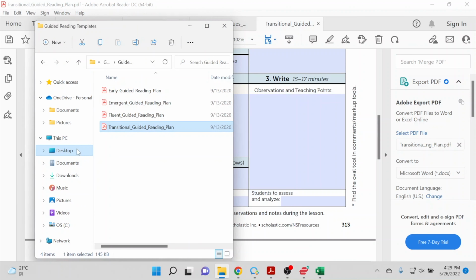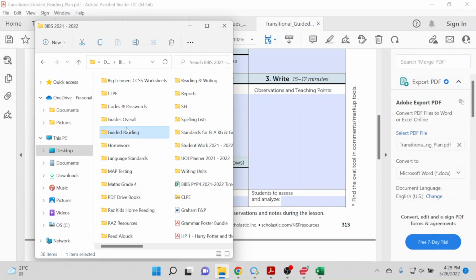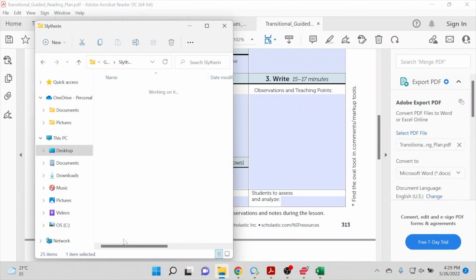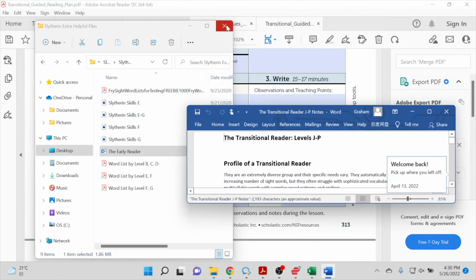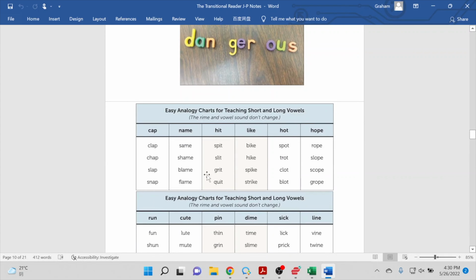And what is an analogy chart? Well, let me show you. I'm going to go to this group's extra helpful resources, extra helpful files. Let me take a look and see what kind of word work or word study is appropriate for this group. Okay, here we go. This is, by the way, all from the Jan Richardson book as well.